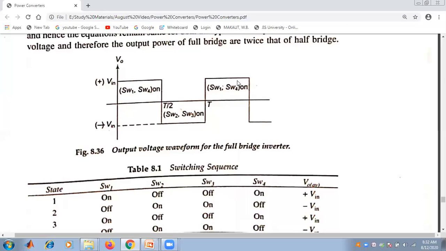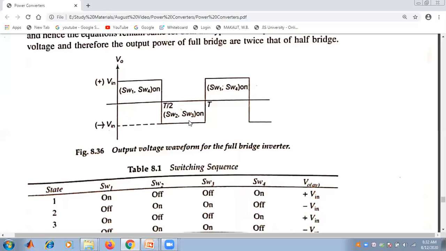The same pattern will be followed. So when switch 1 and switch 4 are on, keeping the interval the same, the output voltage is V in, and when switch 2 and switch 3 are on, the output voltage is minus V in.